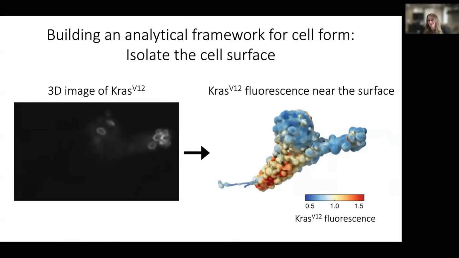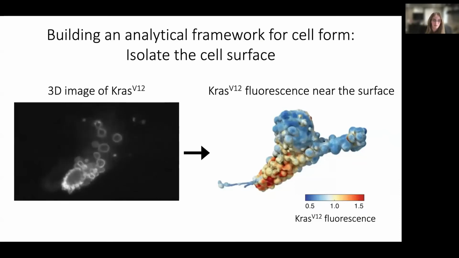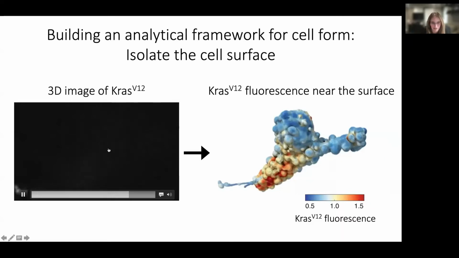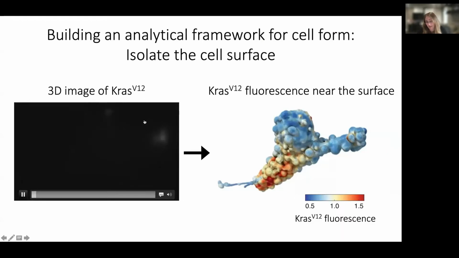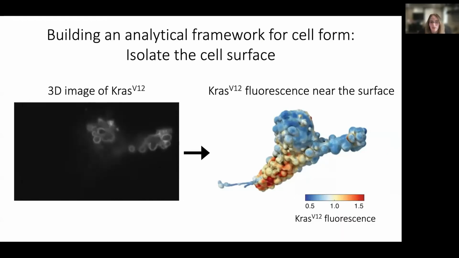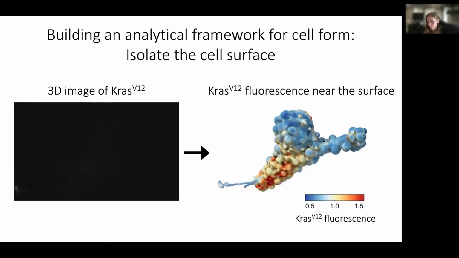So practically speaking, to isolate the cell surface, what we do is we generate a mesh from the cell. So here we're scanning through a 3D image of a single cell expressing KRAS V12, which is a constitutively active form of KRAS, right? And we make a mesh of the cell, which is a lot like the image segmentation problem, but it's a little different because we need to worry about subpixel resolution.